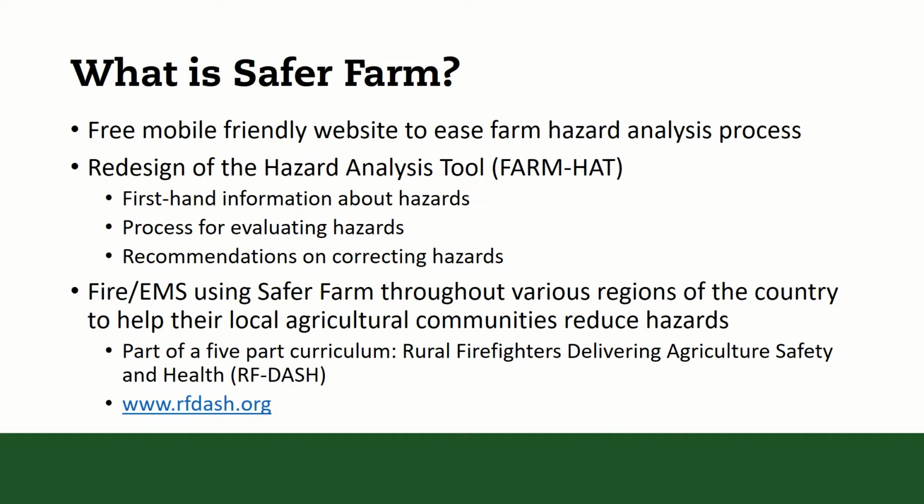Rural fire and EMS from around the country have been trained and are using this tool to help their local agricultural communities reduce hazards. Many emergency responders have been trained in Safer Farm as part of a 5-part curriculum called the Rural Firefighters Delivering Agricultural Safety and Health, or RF program, which has been training and equipping fire and EMS as well as other safety professionals with the knowledge and tools to reduce agriculture injuries and fatalities. For more information on how Safer Farm plays a larger role in this RF program, you can visit www.rf-.org.